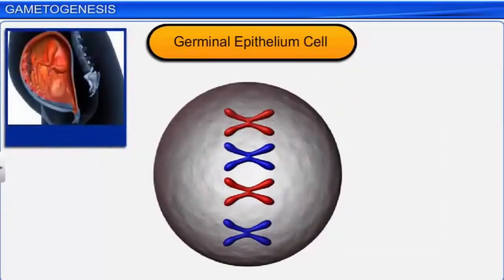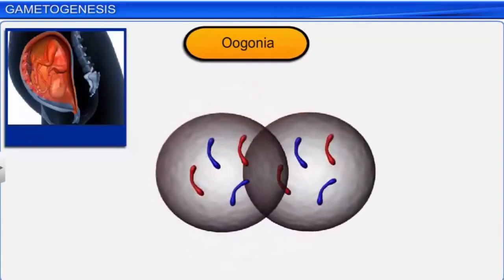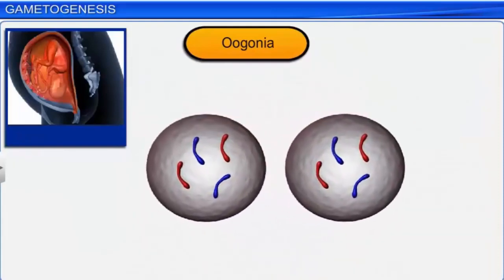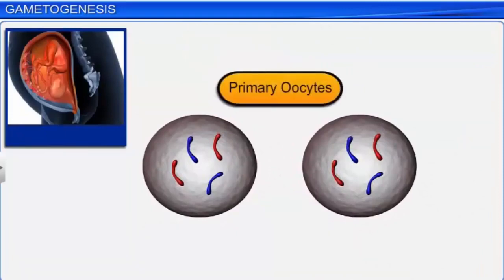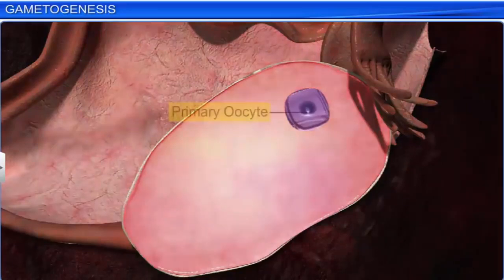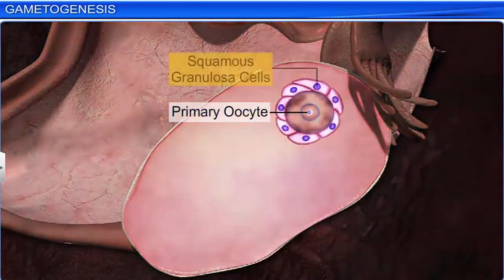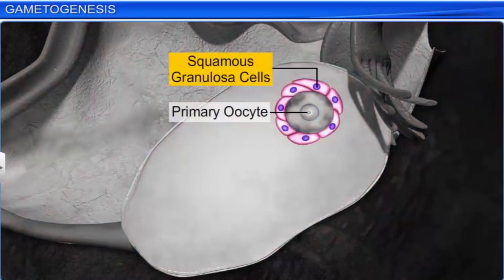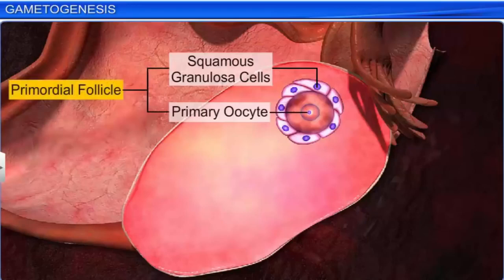While spermatogenesis occurs at puberty, oogenesis is triggered before a woman's birth. When the germinal epithelium cells in the ovary of the fetus divide mitotically to form gamete mother cells called oogonia. A few oogonia divide again to form two immature cells called primary oocytes. The primary oocyte then gets enveloped by a layer of squamous granulosa cells, and together they make up the primordial follicle.